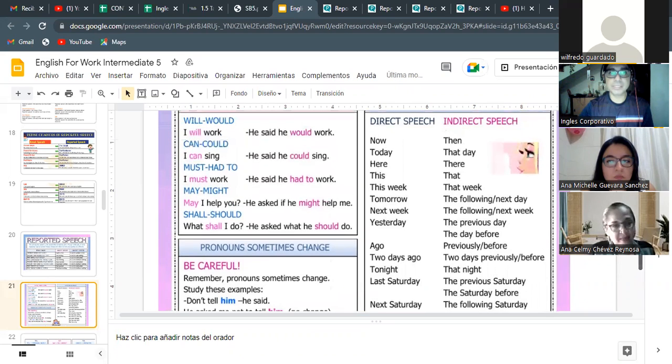So for example, let's see. We can say, I will work tomorrow. He said he would work the following day or the next day. Sometimes it's possible to keep that one. If we're speaking the same day, of course it's possible to say, he said that he will work tomorrow. That is possible, okay? Depending on the situation.